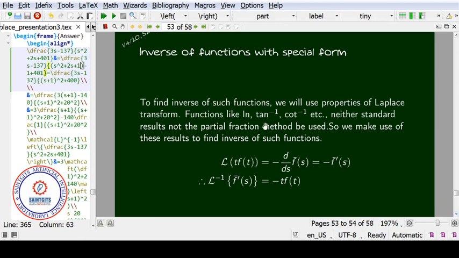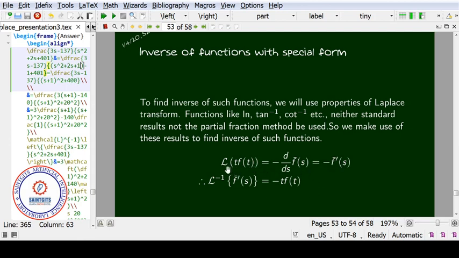If our function f bar of s is of the form ln, tan inverse or cot inverse, then put it as f bar of s, then find f bar dash of s. Then L inverse of f bar dash of s equals minus t into f of t. That is the result we obtain from this step. L of t into f of t, L of multiplication by t, is the derivative of f bar of s. This derivative is denoted by f bar dash, and there is a minus. So f bar dash of s is equal to minus of L of t into f of t.